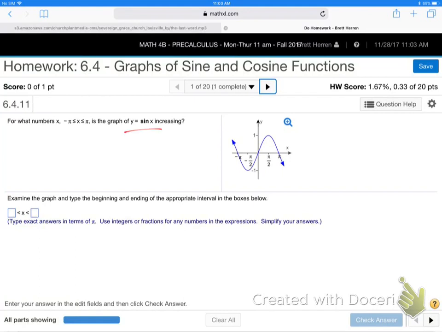I'm on the way. All right, y equals, so 6.4, we finished 6.3, right? That's what my notes say? Yeah, that's right, I remember. Those last couple, I kind of ran out of time.